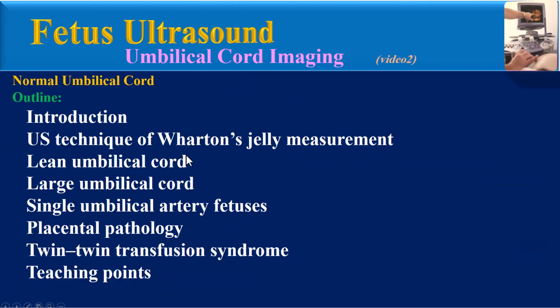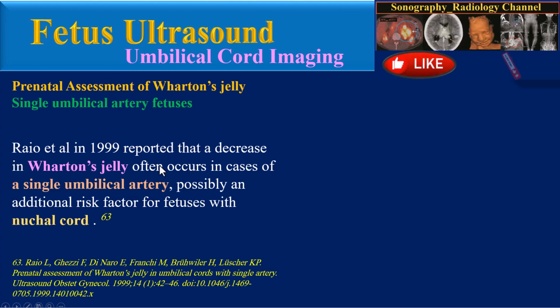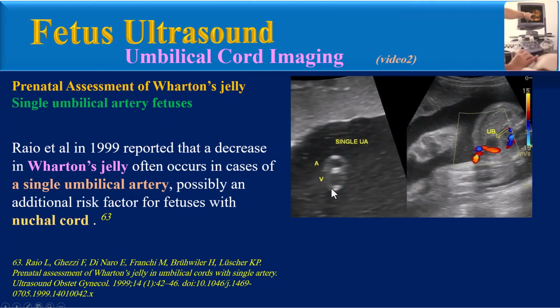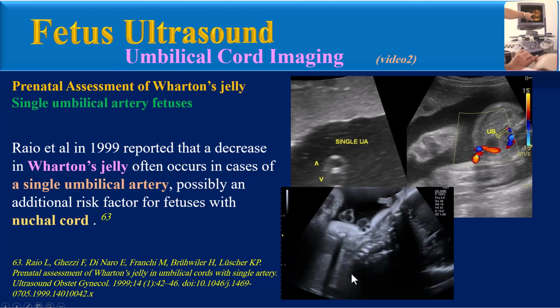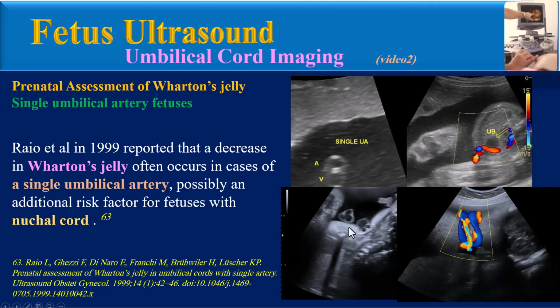The importance of Wharton jelly measurement in single umbilical artery fetuses. This study reported that a decrease in Wharton jelly often occurs in cases of single umbilical artery, possibly an additional risk factor for fetuses with nuchal cord, as you can see in this fetus with 2 coiling nuchal cord.